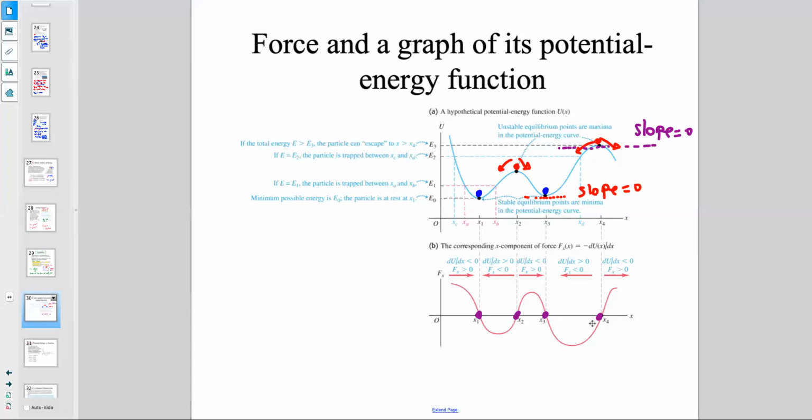So F is positive here through this region before x1, and dU/dx is negative, all right? And over here, it's because the curvature is down. So the curvature is down. The curvature is up, and dU/dx is positive. The curvature is down, and dU/dx is negative. The curvature is up, and so dU/dx is positive, but F is negative because we are below this point. Okay.